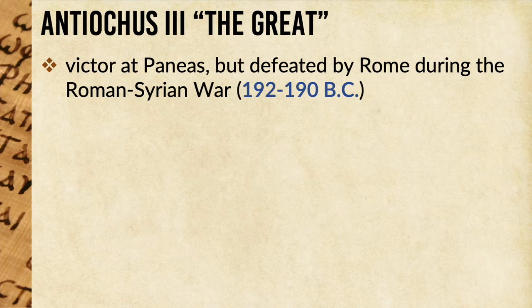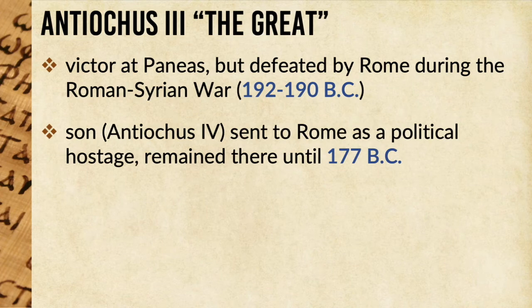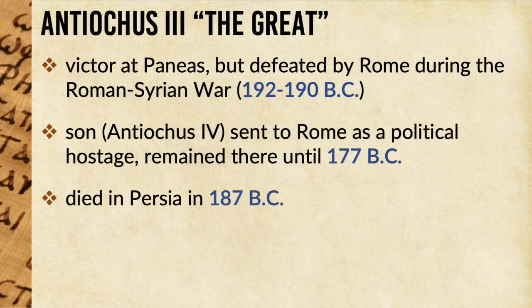His son, whose name is also Antiochus, well, it will be Antiochus when he becomes king, is sent to Rome as a political hostage as a result of this war. And he's going to remain there until 177 BC. So the Romans come up against the Seleucids. The Seleucids lose. They lose territory. And the Romans say, you know what? You've got a son. We think he should go live with us in Rome. Hopefully that's going to keep you in line. It also served to teach Antiochus an awful lot about Roman power. Well, let's return to Antiochus III. He dies in Persia in 187 BC.